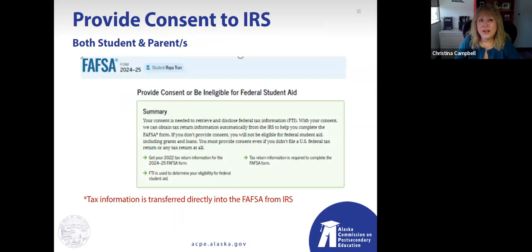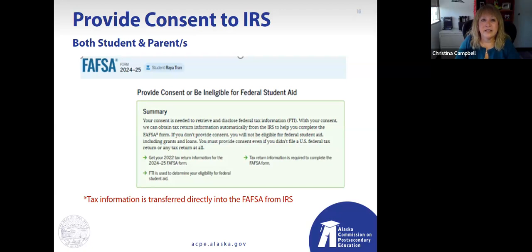New this year is that consent will have to be given to the IRS. So the IRS data retrieval that we used to use in the past will no longer be used. It will go directly to the IRS and move that information onto the FAFSA. So consent must be provided, or the student or parent will not be able to fill out the FAFSA. In other words, both the student and parent have to give consent.